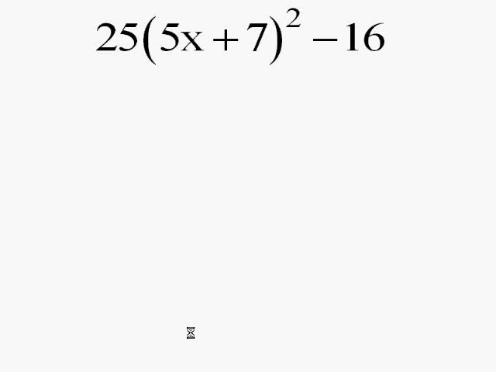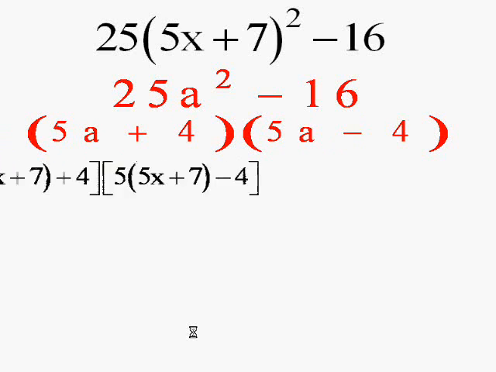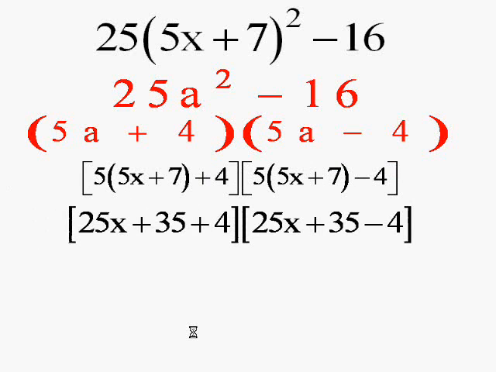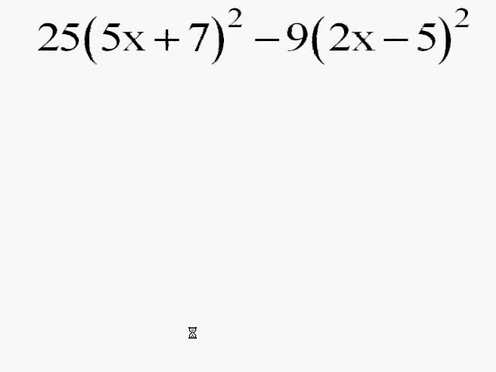Same again here. Now the reality is, once you start getting better at this, you don't actually write down this step. You're doing it internally. You're just thinking about it. If you need to write it down though, do it. So there are my factors. Replace the letter by the original bracket, open the internal bracket, and simplify. Remember, we're always looking at that last answer to see if there's any further factoring steps.